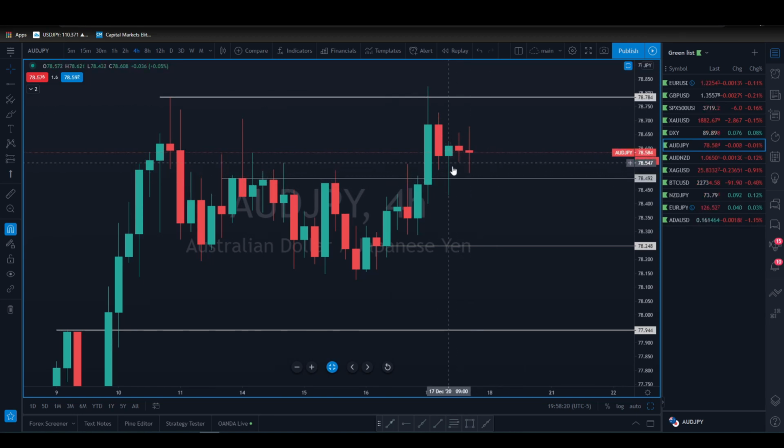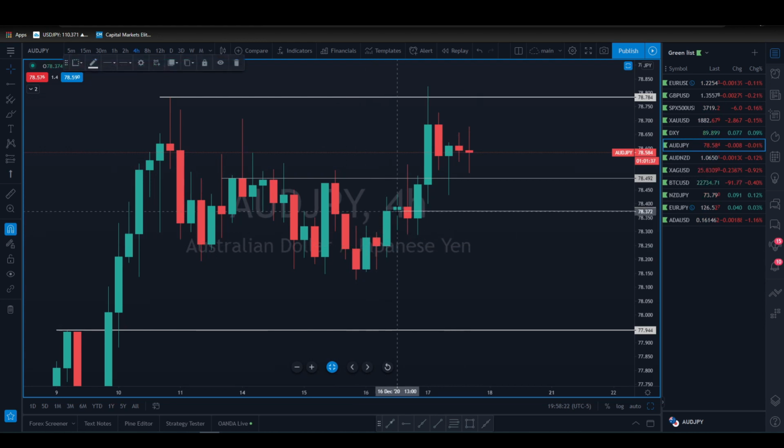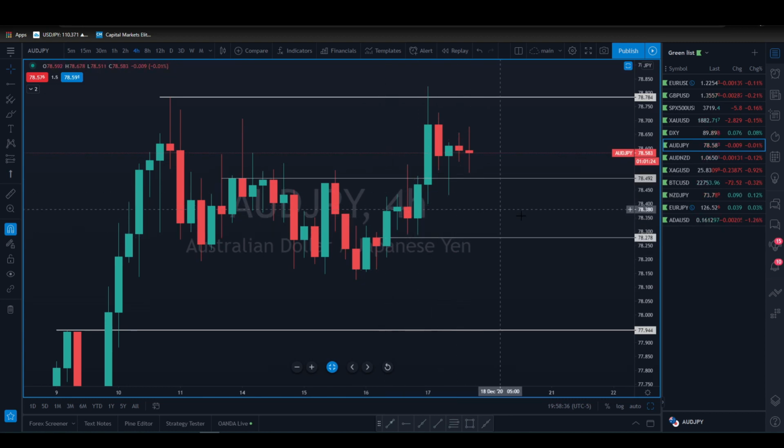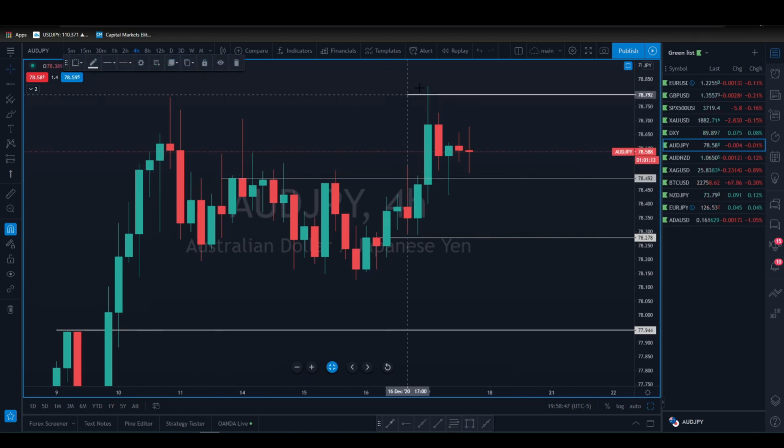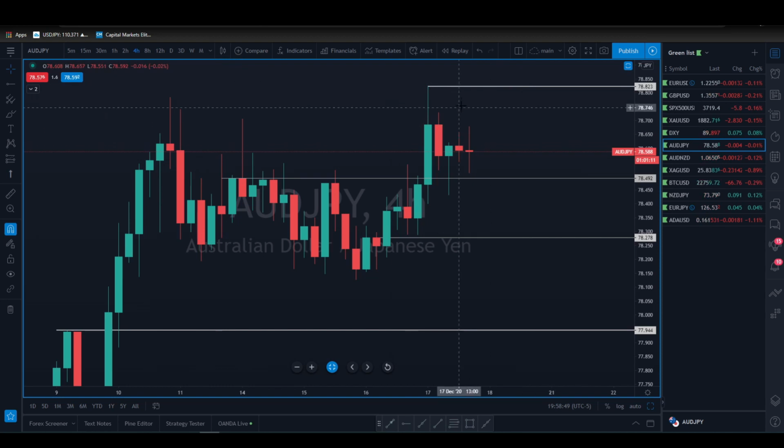If I get an 8-hour closure below there, my next level to look for a support hold is going to be 78.389. If that level fails, we're going down to 78.278. And that offers up targets. If we cannot close an 8-hour candle below here and we start to push back up off of this area at 78.492, your target is going to be this high at 78.823.